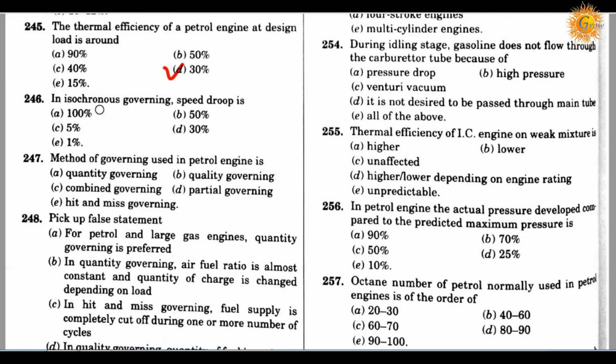Question number 246. In isochronous governing, speed drop is option A 100%, option B 50%, option C 5%, option D 30%, option E 1%. So it will be D, just 30%.